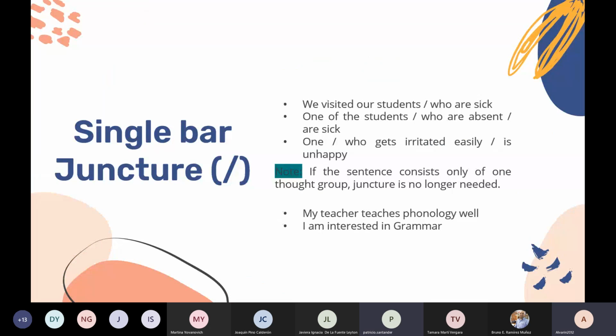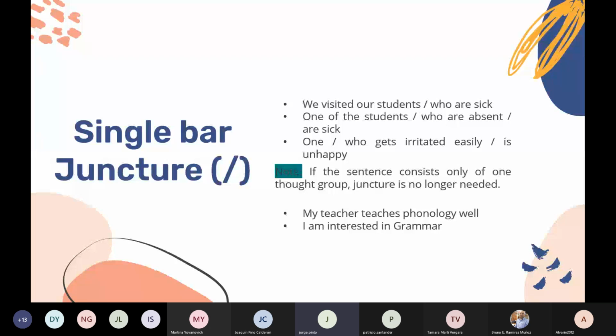As my partner said, the single bar is represented by a slash. This single bar indicates the need for a slight pause between 2 thought groups in a sentence. Here, as you can see, we have some examples that we are going to read. So please, any volunteer who wants to read the first one? I can read it. Thank you. The first example, please.